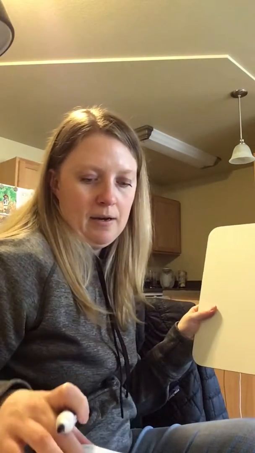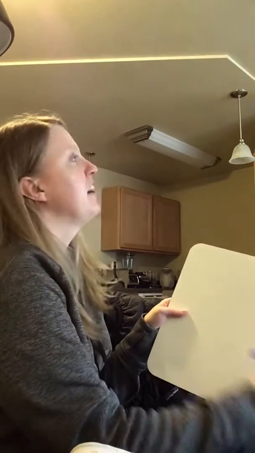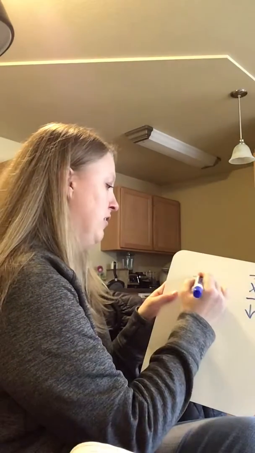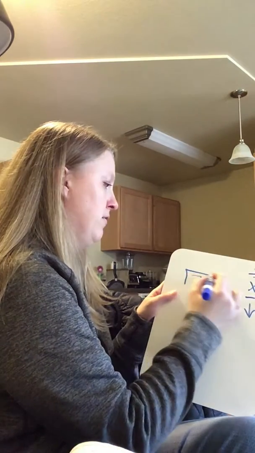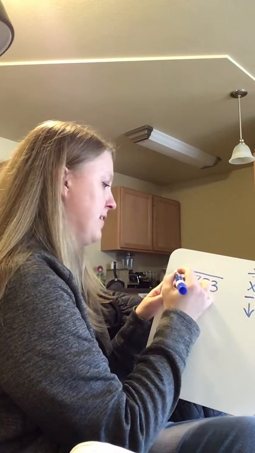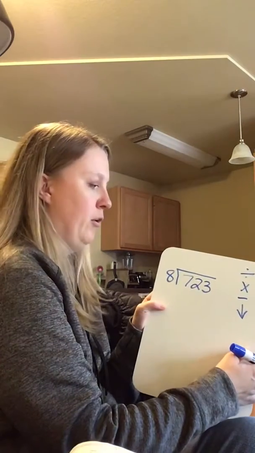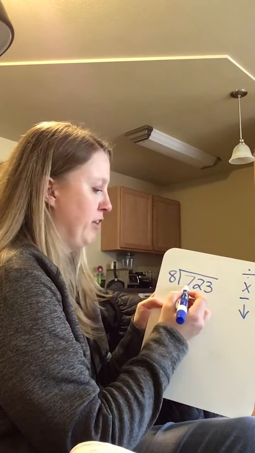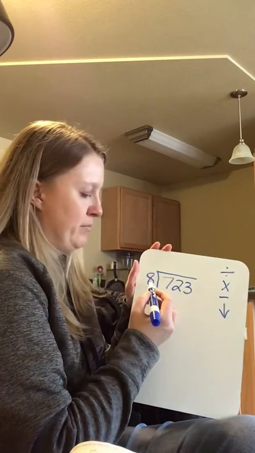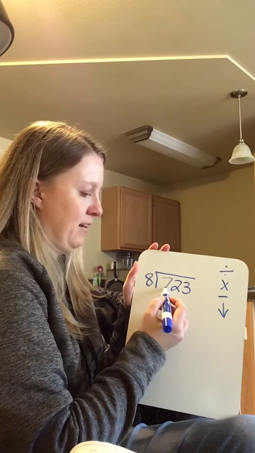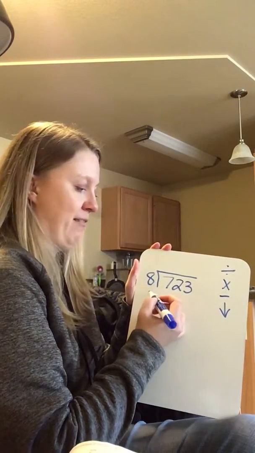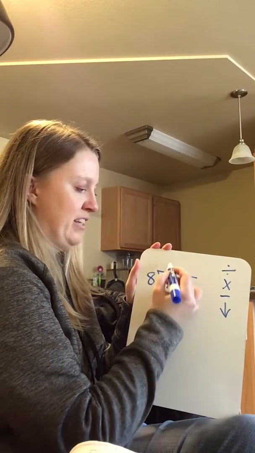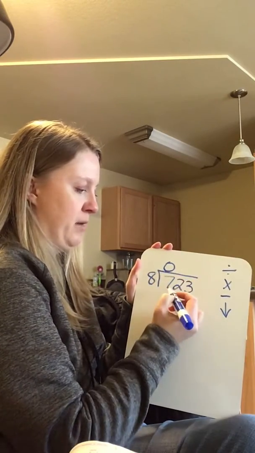Let's do, I'll just make one up here. Let's do 723 divided by 8, okay? So, just like we always do, we start with the first digit. How many times can 8 go into 7? Well, it can't because 8 is already bigger than 7. So 8 can go into 7 0 times.